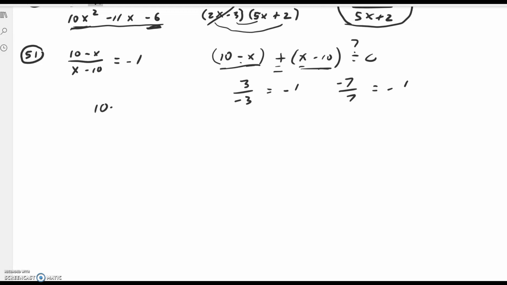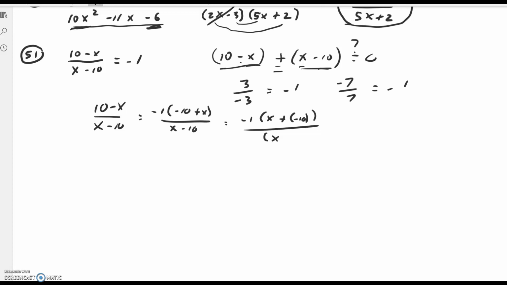Yes, you can. For instance, books and teachers and people and things like that sometimes say, well, let's factor a negative 1 out of, for instance, the top. And then let's notice that negative 10 plus x is the same thing as x plus negative 10. And then let's notice that x plus negative 10 is another name for x minus 10. And then we have two like factors canceling, and there's your negative 1.